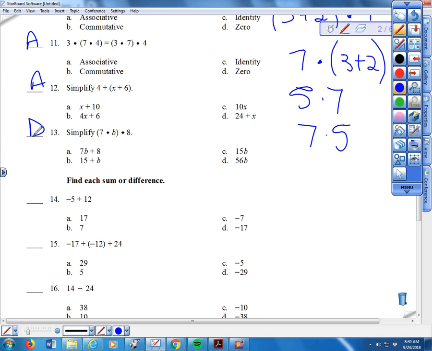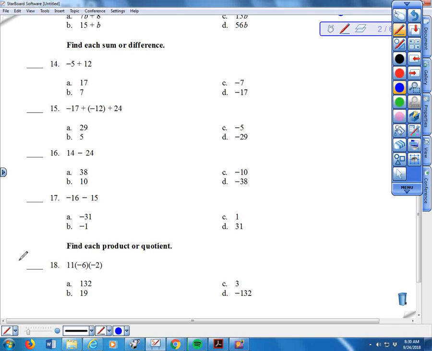Okay, find each sum or difference. -5 plus 12. Let's review. While I've got the recording going, if you need help still on positive and negative numbers, let's review a few rules that will help you. If the signs are the same, if they are both positive or they are both negative, add the two numbers up, and the sign of that sum will be the sign of the two numbers.